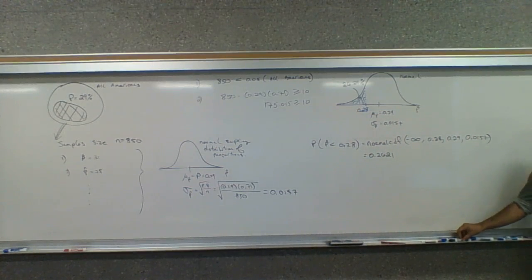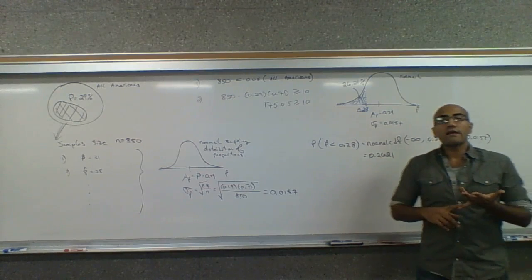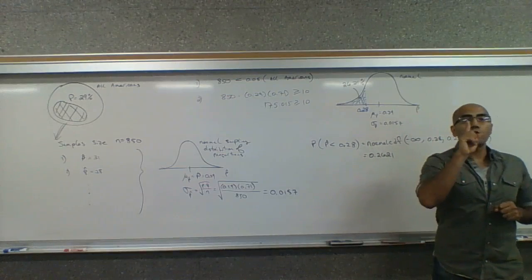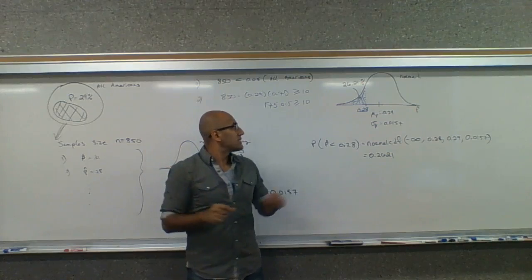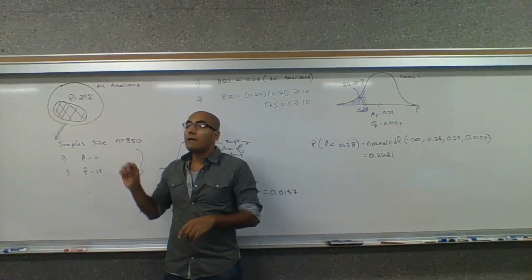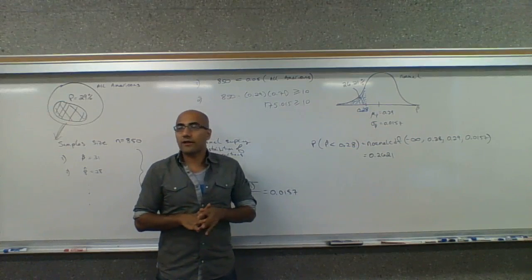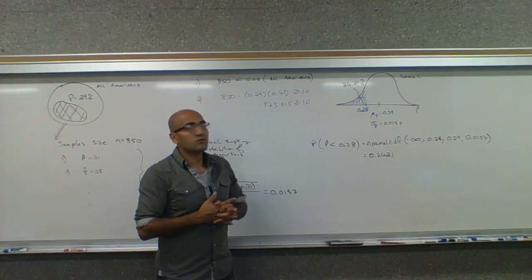So there are two ways of interpreting this answer. One way is to say the probability that one random sample of size 850 will contain less than 28% people in that sample that do not have a credit card. The probability that will happen is 26.21.